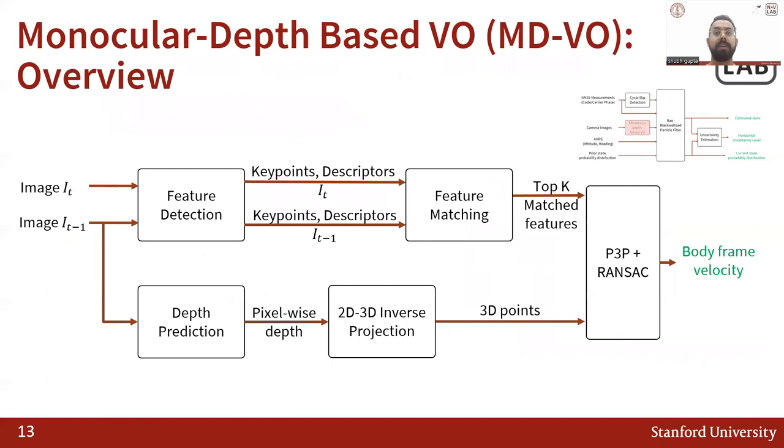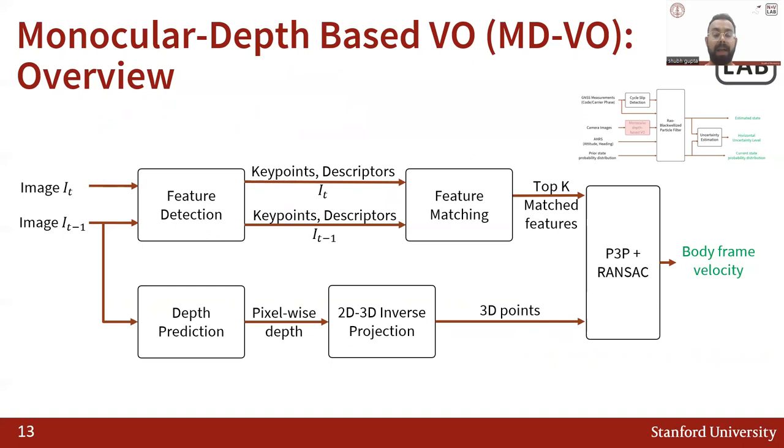Next, I will move on to describing our pipeline for processing camera images to generate the visual odometry values as the body frame velocities. Starting from the camera image acquired at the current time as well as the previous time, we detect features over it and identify key points as well as descriptors. Then we match these features and identify the top K matched features, which are to be used for the subsequent part.